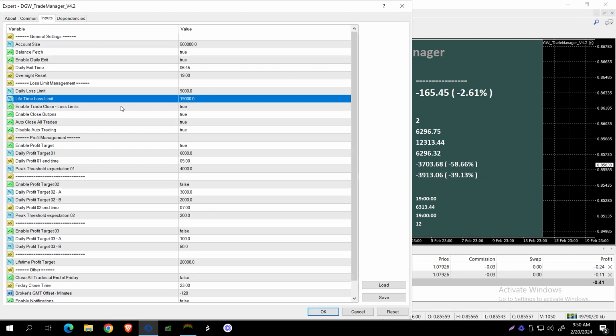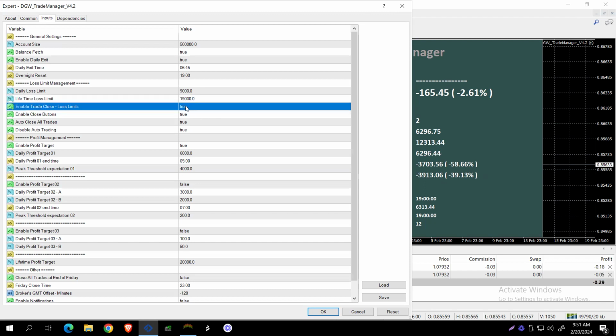So then enable trade close loss limits. This loss management, we enable it. If you disable the loss management, these figures will still be here, but when the daily loss limit gets to 9,000, it will not close the trade. It will just notify you. You understand?